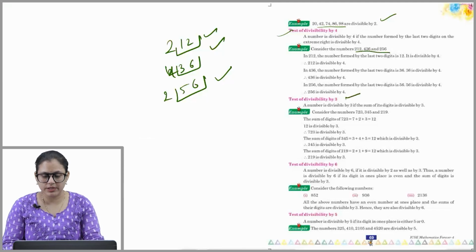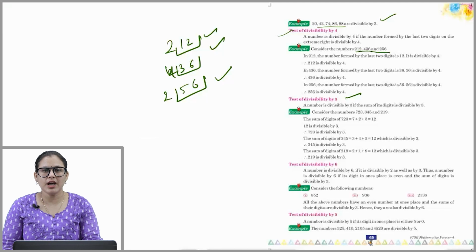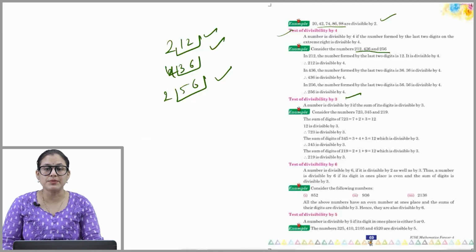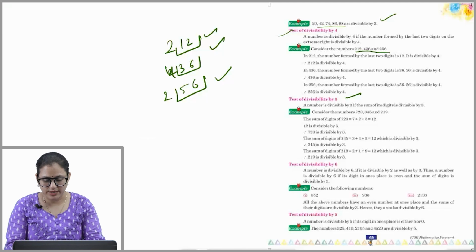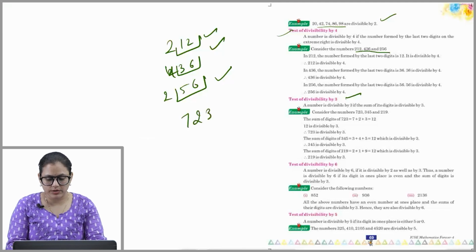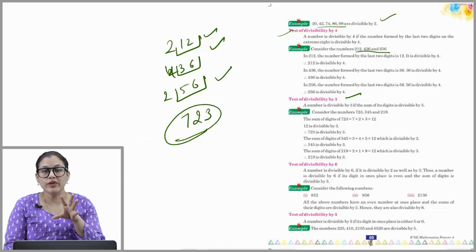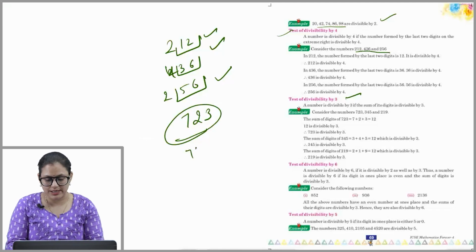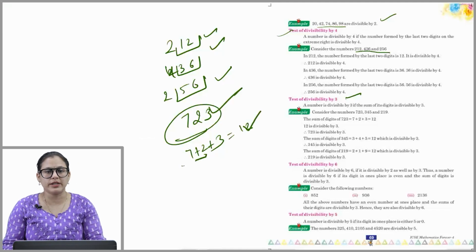Next, test of divisibility by 3. A number is divisible by 3 if the sum of its digits is divisible by 3. Consider the number 723. So, what will we do? We will do the sum of digits. Okay, 7 plus 2 plus 3. 7 plus 2 is 9, 9 plus 3 is 12. Is 12 divisible by 3? Yes, that means this number is also divisible by 3.